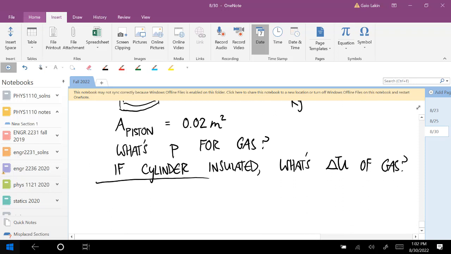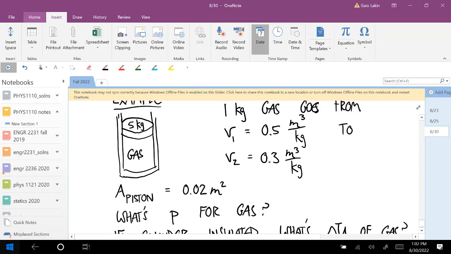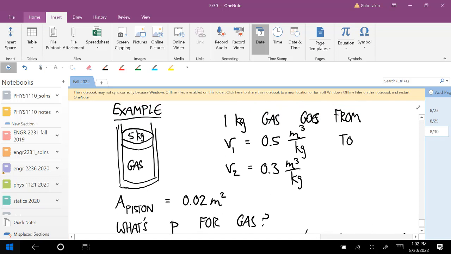Okay, so first we have to find the pressure of the gas. And this is a case where notice that the force applied to the gas by the piston is constant because it's the weight, and the weight is constant. And so the pressure in that gas is going to be constant through the whole process.